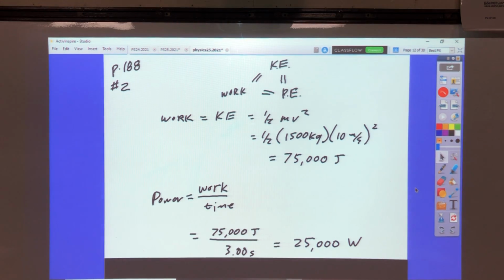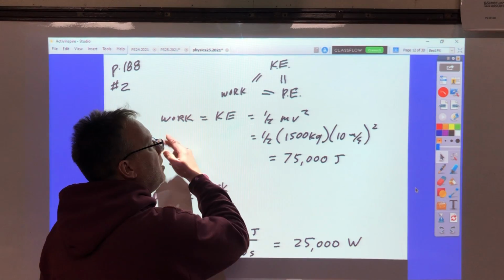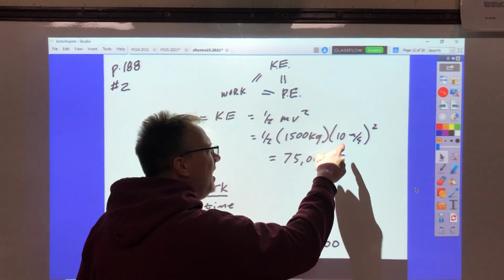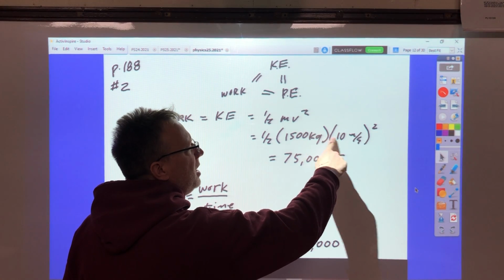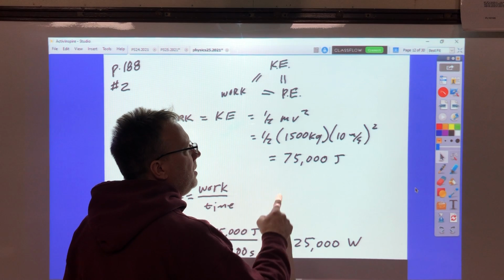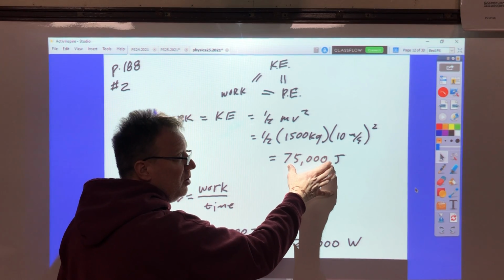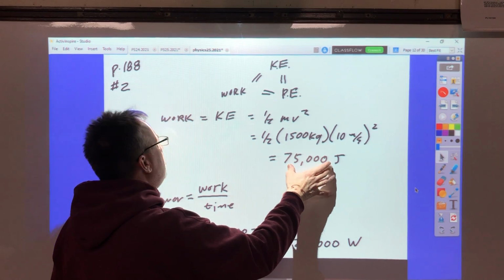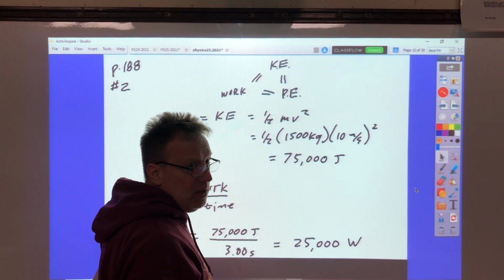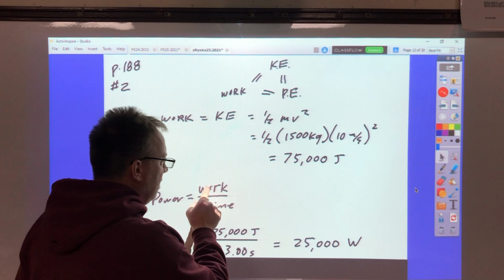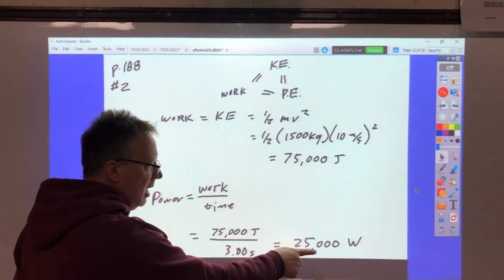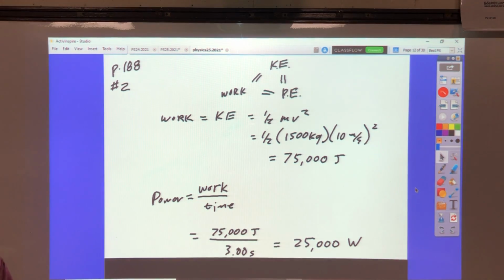And so we can find the work to accelerate this car if we know its kinetic energy and set that equal to the work. We know when it's done, it's going 10 meters per second and it weighs 1,500 kilograms. So when we multiply out, it's kinetic energy, 75,000 joules. That means you put 75,000 joules of work into it. So then you just divide work by time, and it comes out to be 25,000 watts.